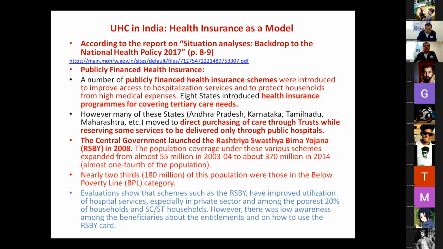So what program are we talking about now? We are talking about publicly financed health insurance. A number of publicly financed health insurance schemes were introduced to improve access to hospitalization services and to protect households from high medical expenses. 8 states introduced health insurance programs for covering tertiary care needs. Now, how many states? 8 states. And which part of the health expenditure? Basically, the tertiary care. Now, we are aware of the fact that there is primary care, there is secondary care, and tertiary care, right? Primary care, which is operating at the household level or the community level.